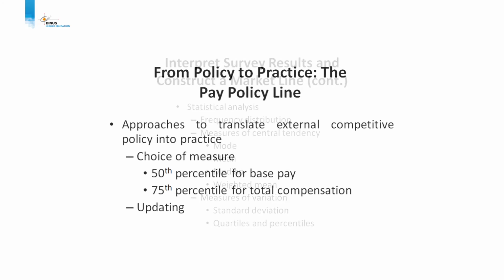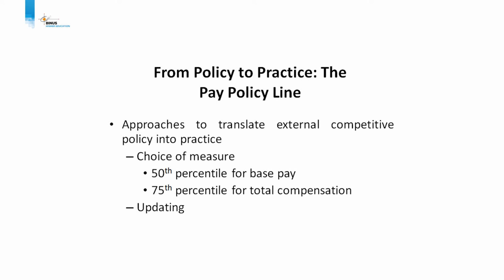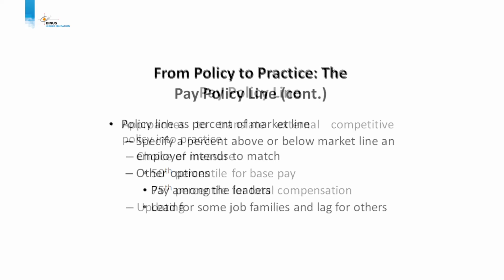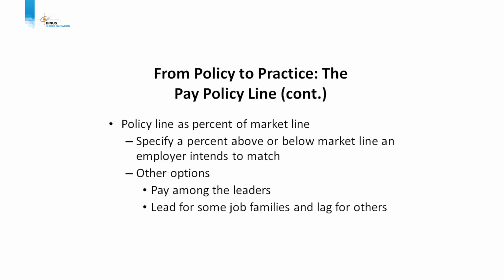So the approach to translate external competitive policy into practice is choice of measure: 50th percentile for base pay, 70th for compensation updating. From policy line as percent of market line is specified a percent above or below market line, and the employer intends to match, and another option is to pay among the leaders. Lead for some job families and lag for others.